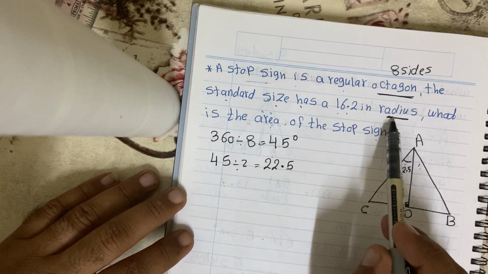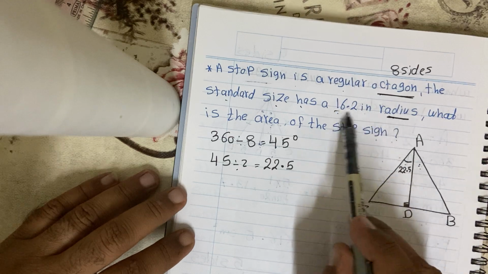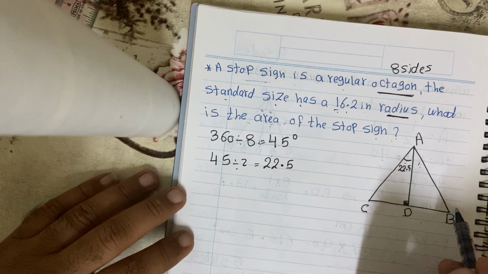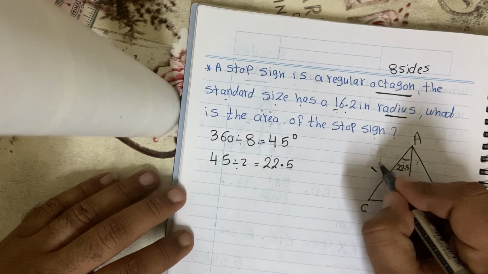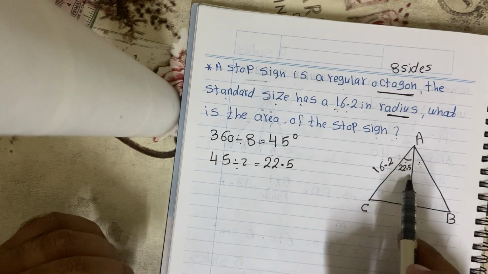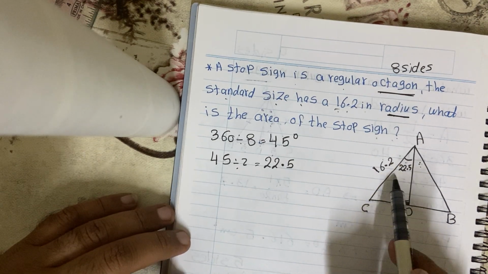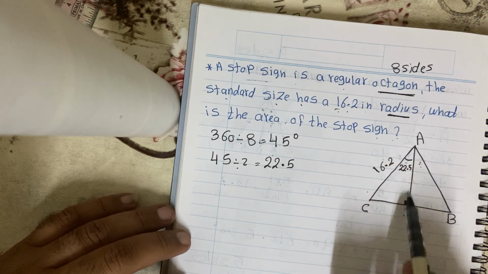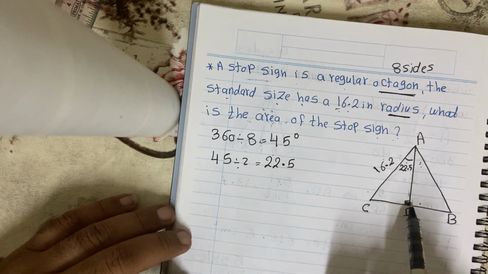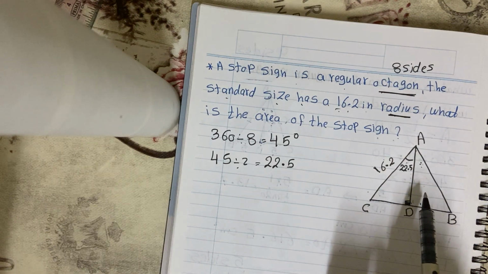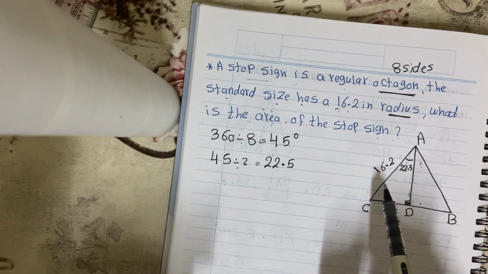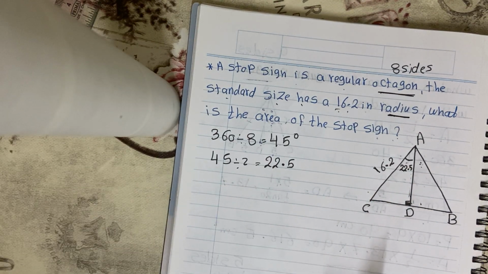Now we have the angle. What about the other given? We have the radius. This side is the radius, and this side also is the radius. So this side is 16.2. Now we have the angle and the hypotenuse, and we need to find the adjacent, which is AD. We need to use which rule? Adjacent and hypotenuse. Yes, it will be cosine.